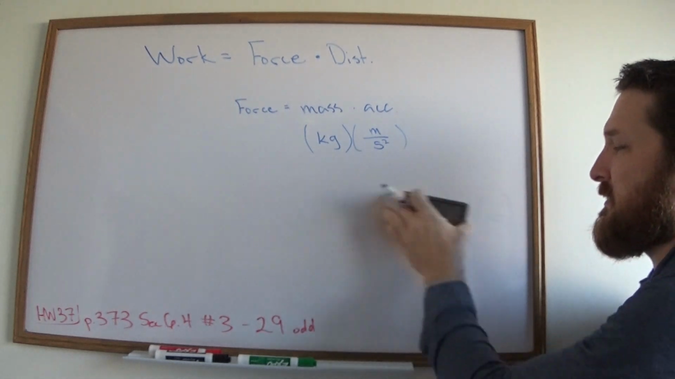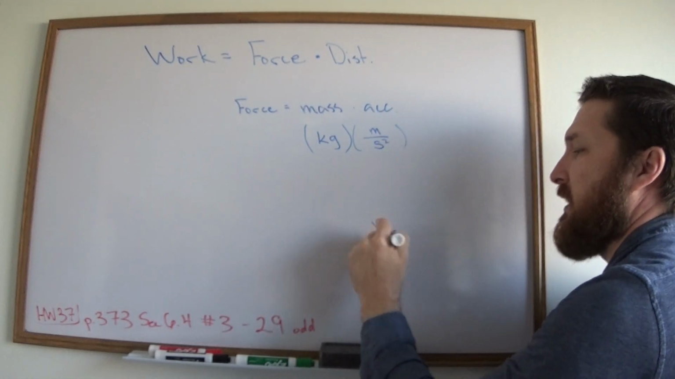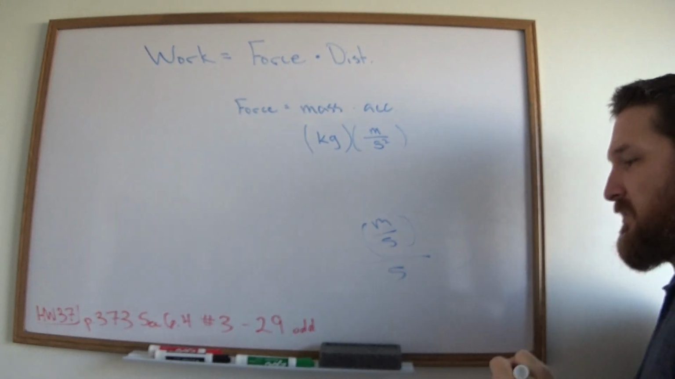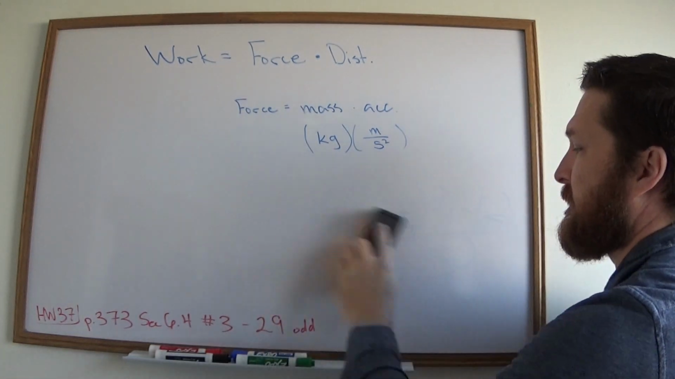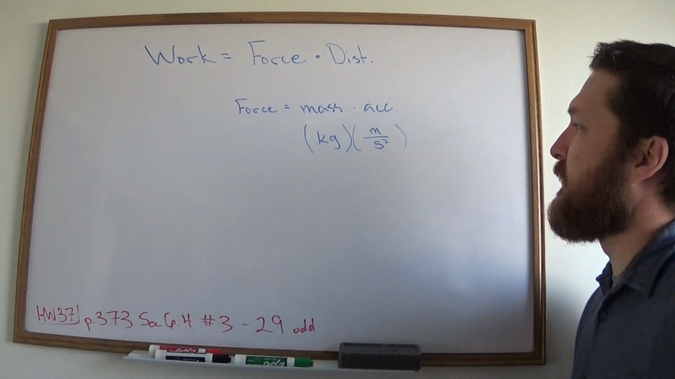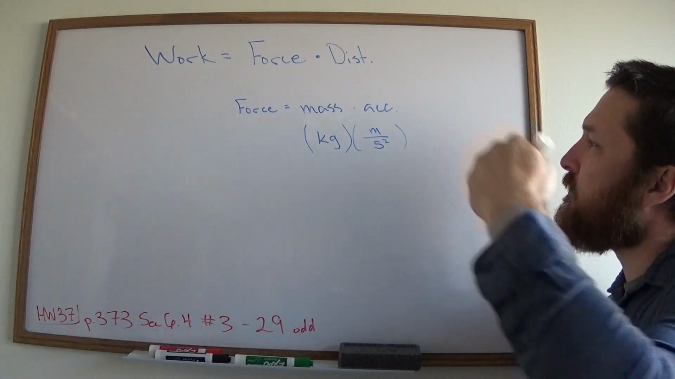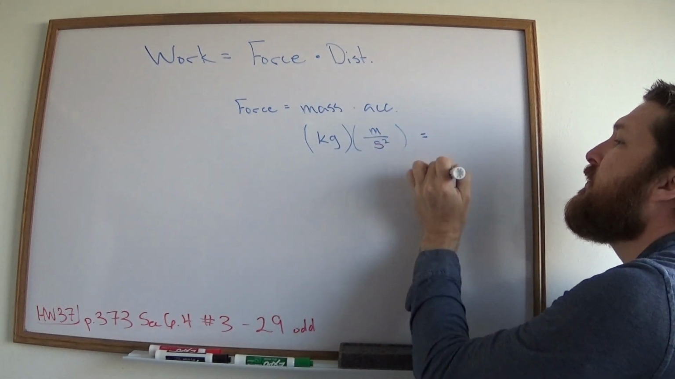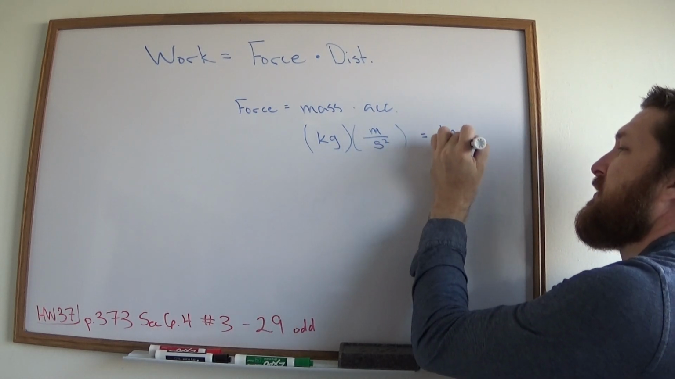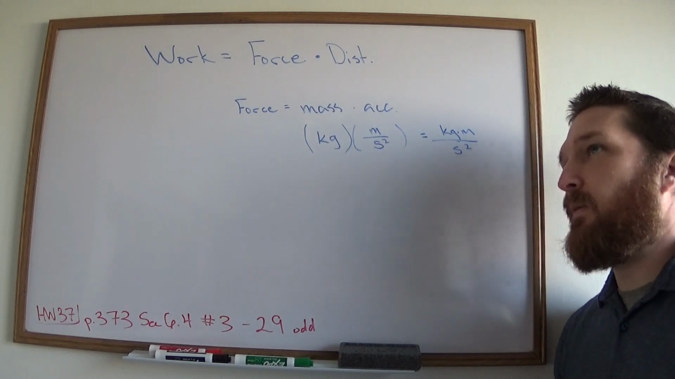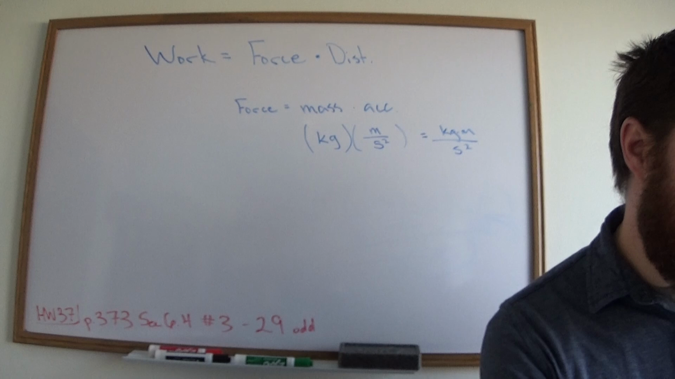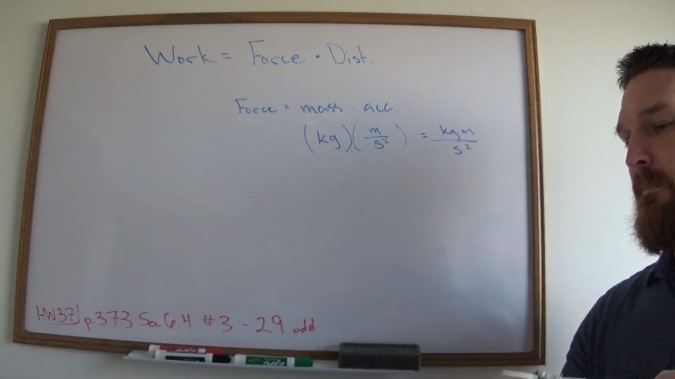All together that's meters per second squared. So force has units of kilogram meters per second squared. Let's think about this. You take something that's about a kilogram. This book is about a kilogram.